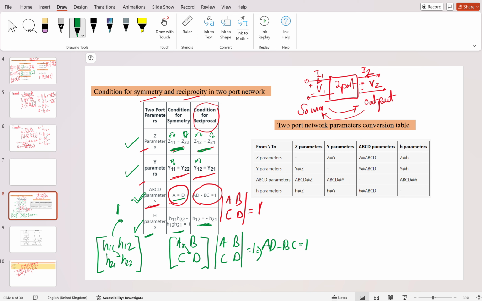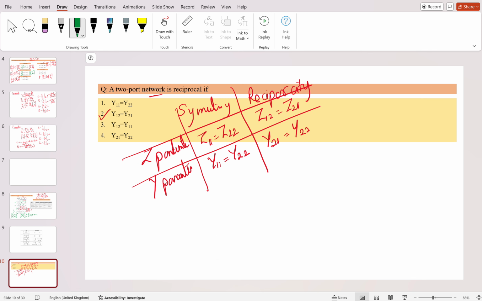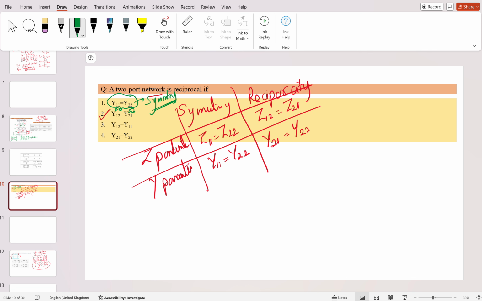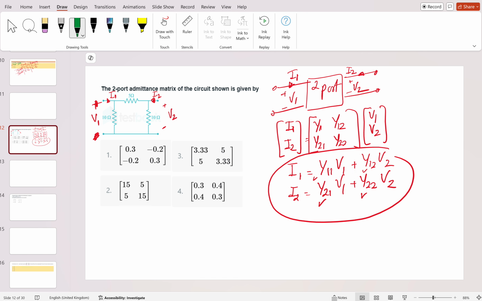Okay. So this is the table for symmetry and reciprocity, which we have seen here also: the two-port network is reciprocal if Y12 is equal to Y21. That is opposite. If you see here, Y21 is opposite and Y12 is opposite. And Y11 is equal to Y22 is the condition for symmetry basically. Getting my point? So this is a kind of symmetry. Let's try to find this Y admittance matrix. I hope I have cleared your doubt.